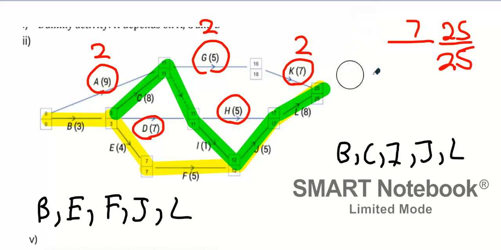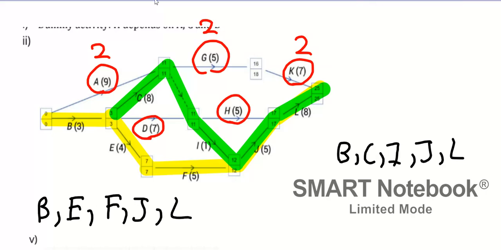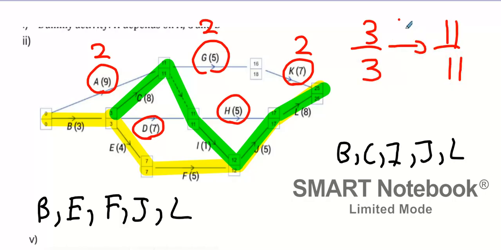Let's look at D. What does D have? 3, 3, and 11, 11, and it has a length of 7. So what do we think? 11 take away 3, 8. 8 take away 7, 1. D has a total float of 1.